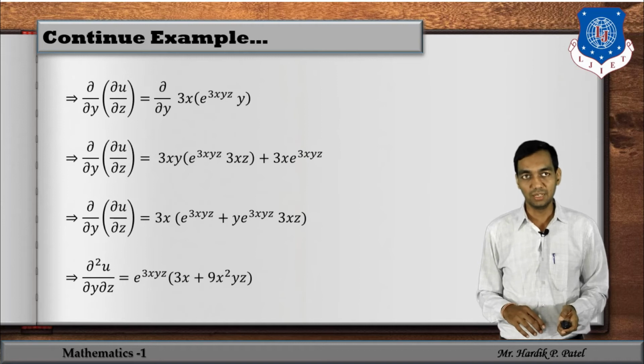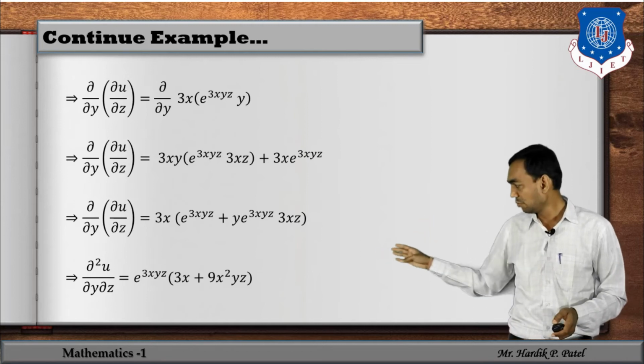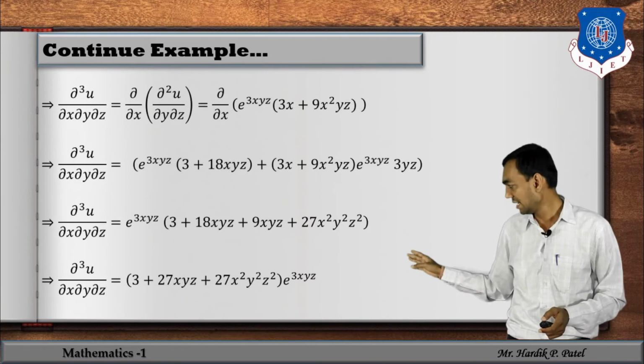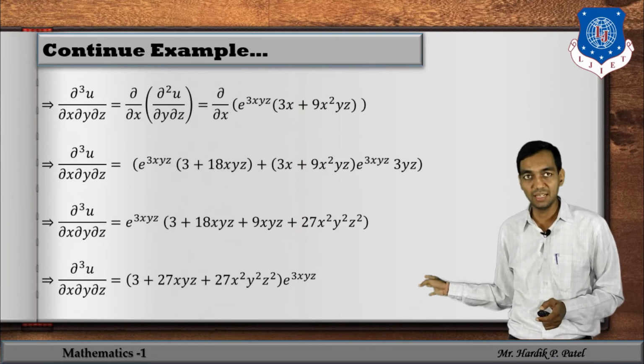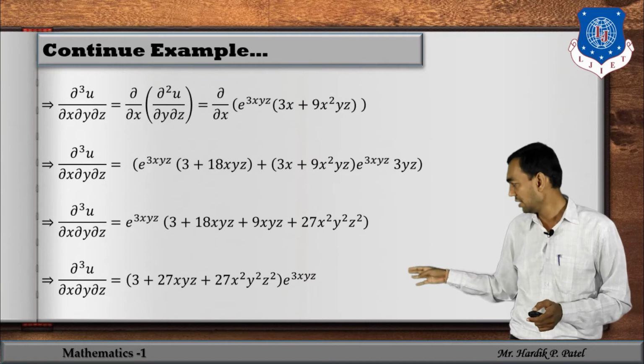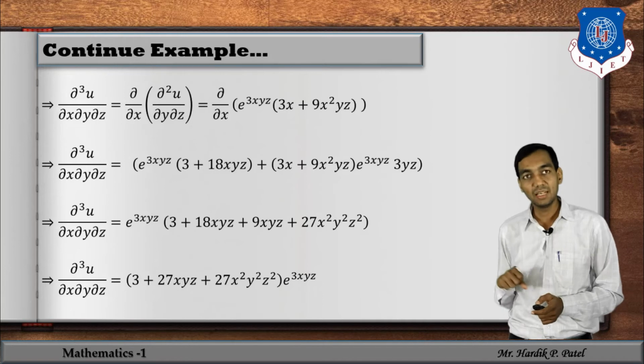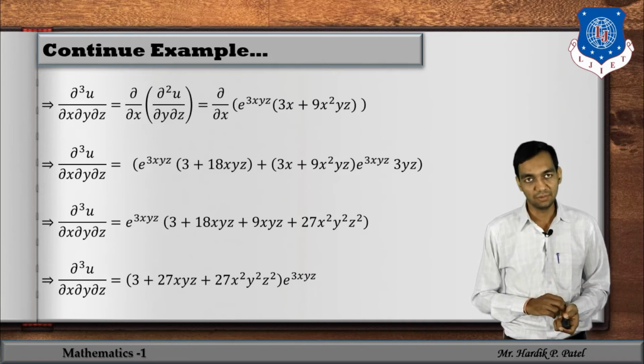Now del cube by del x del y del z, that means del by del x of del square u upon del y del z. Now del square u upon del y del z has value e raised to 3xyz into (3x plus 9x square yz).